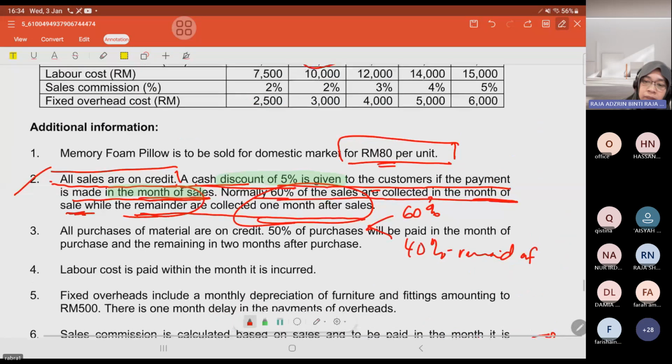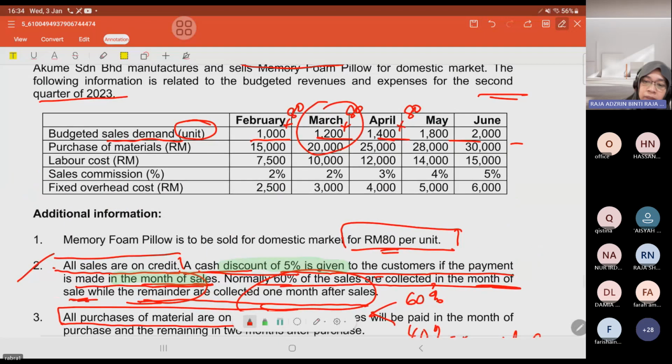Alright. And then, all purchases of materials are on credit. So this one pergi untuk purchases pula. Purchases of materials are on credit. Maknanya, ni semua adalah on credit. Tengok dia bagi dalam RM ke dia bagi dalam units. This one dia bagi dalam RM.